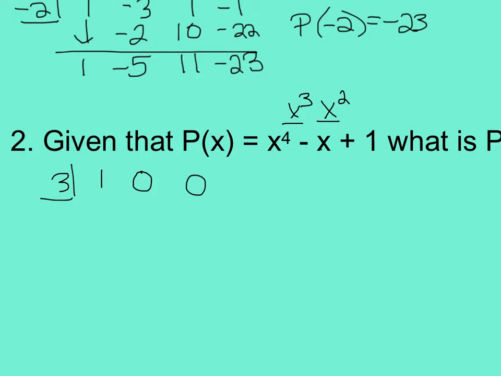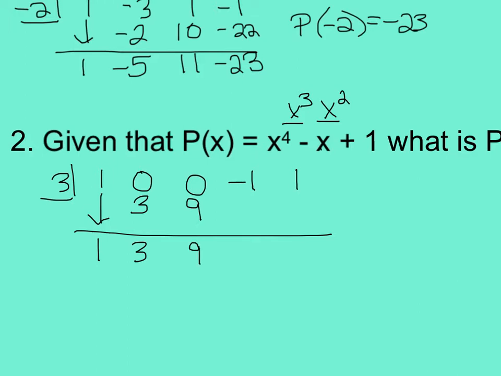Then we've got the -x, so that means a -1. And then last but not least, the +1. Bring down your first coefficient, and now again we multiply and add. 1 times 3 is 3. 0 plus 3 is just 3. Now we go 3 times 3, which is 9. Add 0 to that, keeps it 9. 9 times 3 is 27. Adding the -1 to that turns it into a 26.